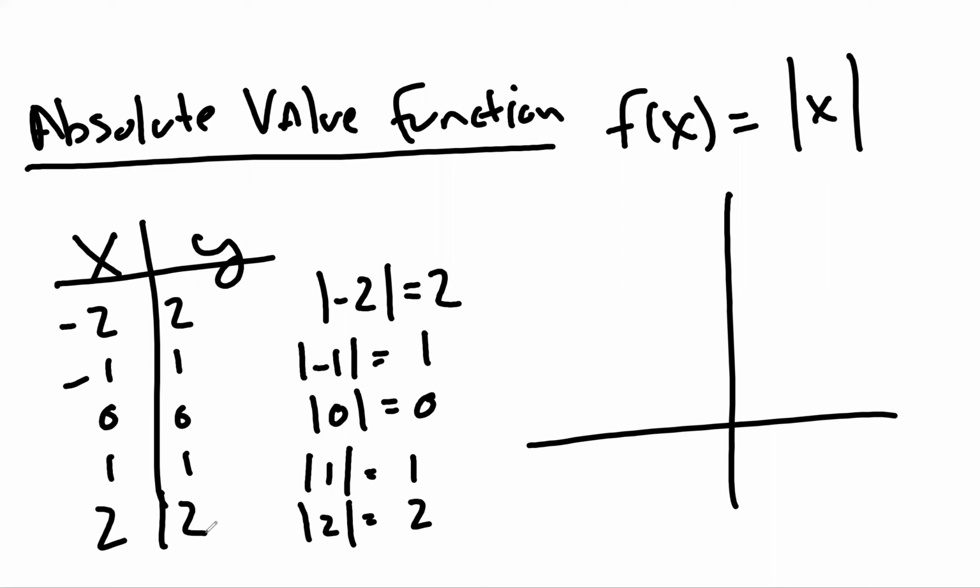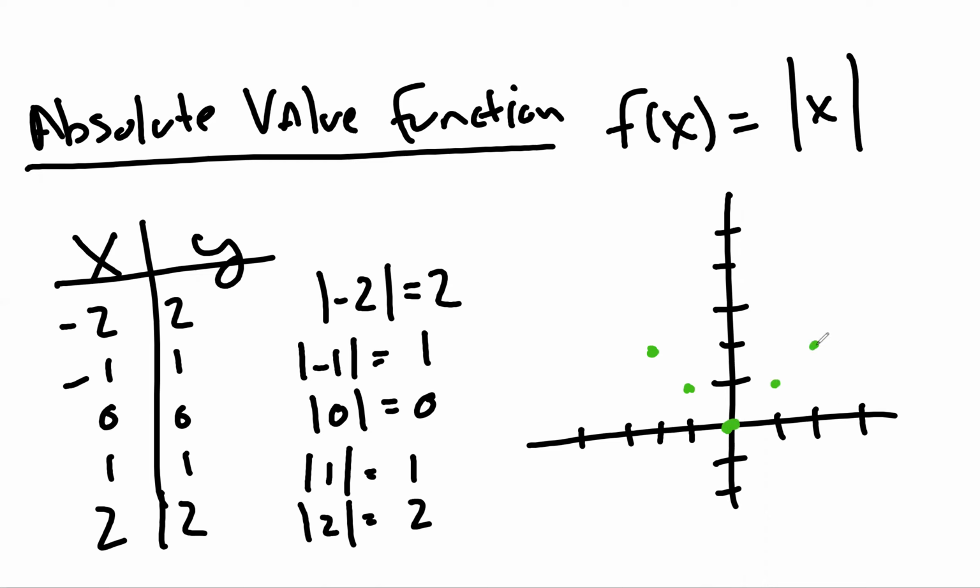Okay, and so now I'm going to come over here to my graph. I have all these points that I need. And I will plot them, and we'll see what the absolute value of x looks like. So we'll plot the -2, 2 first, and then -1, 1. And then we've got the point 0, 0, which again is my vertex. And then I have the point +1, +1, and then the point +2, +2.